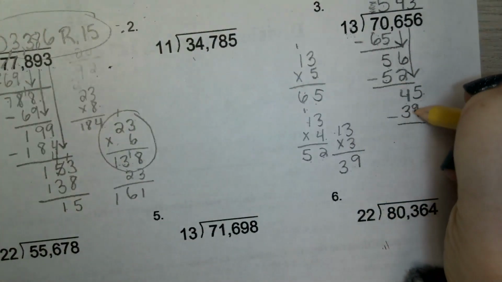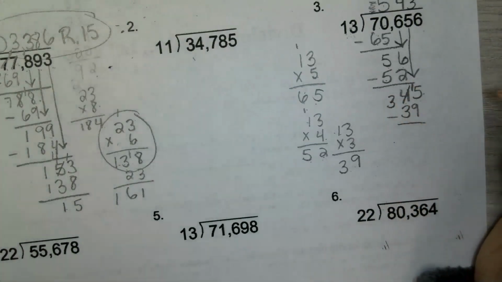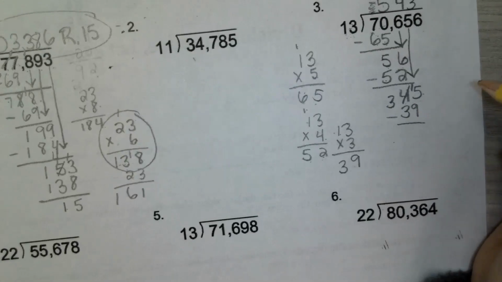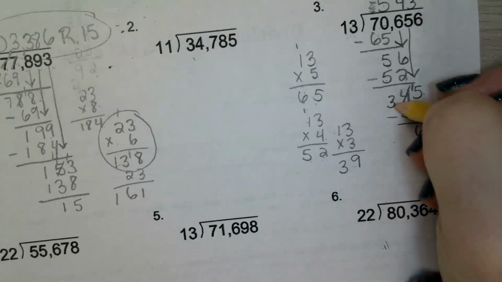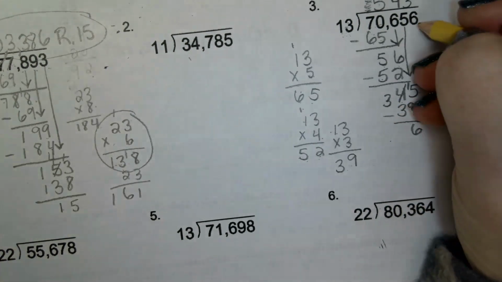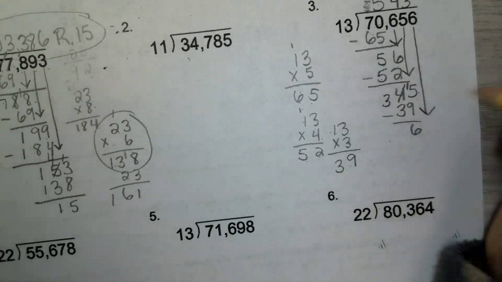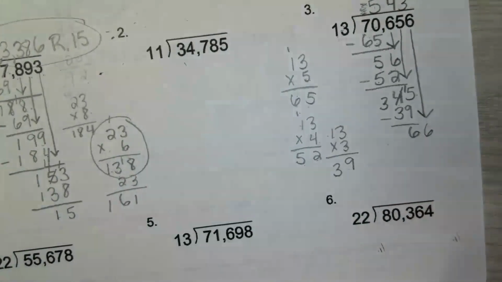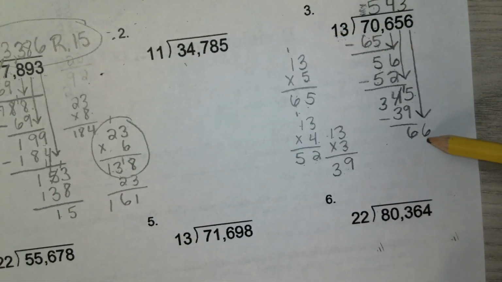All right, I'm going to have to do some borrowing here. So I'm going to change this 4 to a 3. I'm going to change that 5 to a 15. 15 minus 9 is 6, and that would be 0. Okay, we have one more digit left in the ones place, so we have to show how we drop down that digit. Boop, 66.